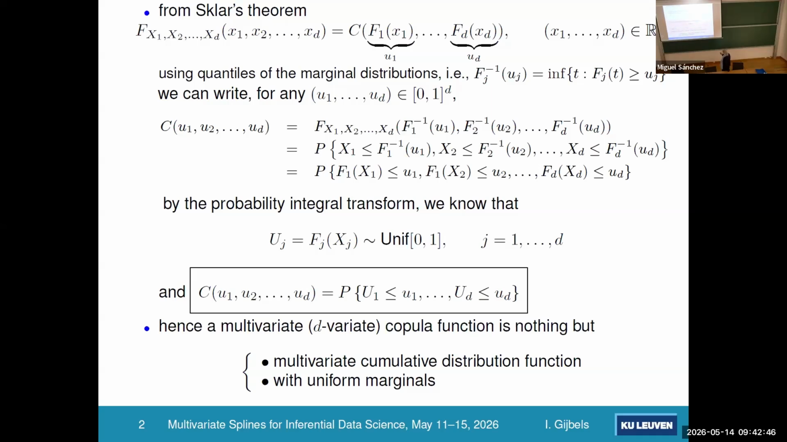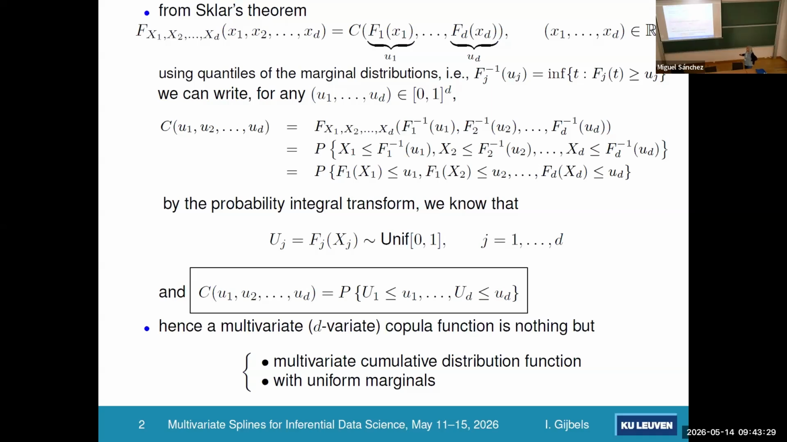Then you end up with this probability, and you see that you end up with transformed random variables. X1 is transformed by its own cumulative distribution function, XD is transformed by its own cumulative distribution function. And one of the first things that you learn in a first-year probability course is the integral probability transform, which tells me that if you take a random variable and transform it by its own cumulative distribution function, then the resulting Uj, as I call it, is always uniformly distributed on [0, 1].